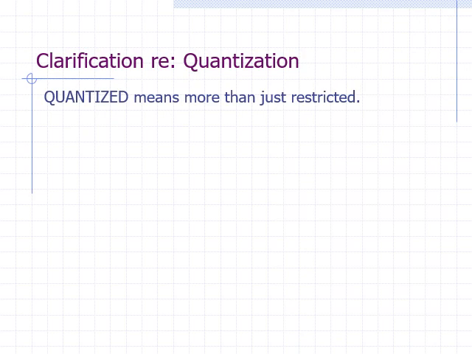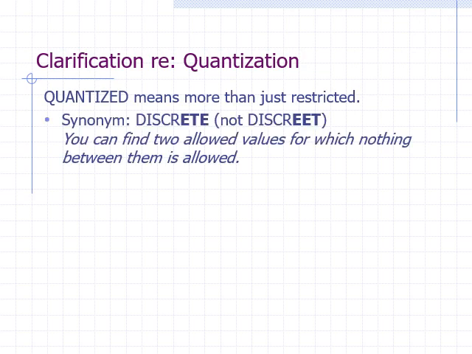Just a clarification of what the word quantized means. It means more than just being restricted. A better synonym is discrete, spelled D-I-S-C-R-E-T-E. Do not confuse this with the word spelled D-I-S-C-R-E-E-T, which means low profile or inconspicuous. Quantized or discrete means you can find two allowed values such that nothing between them is allowed.